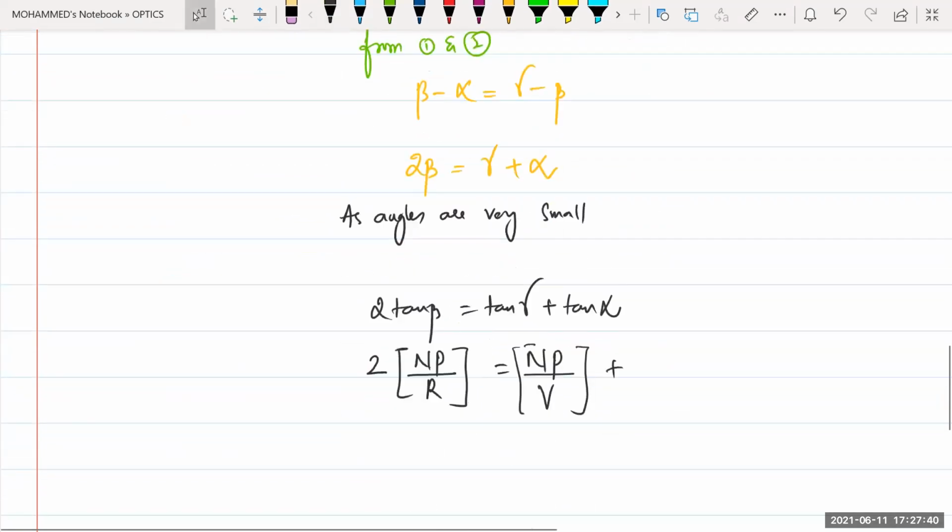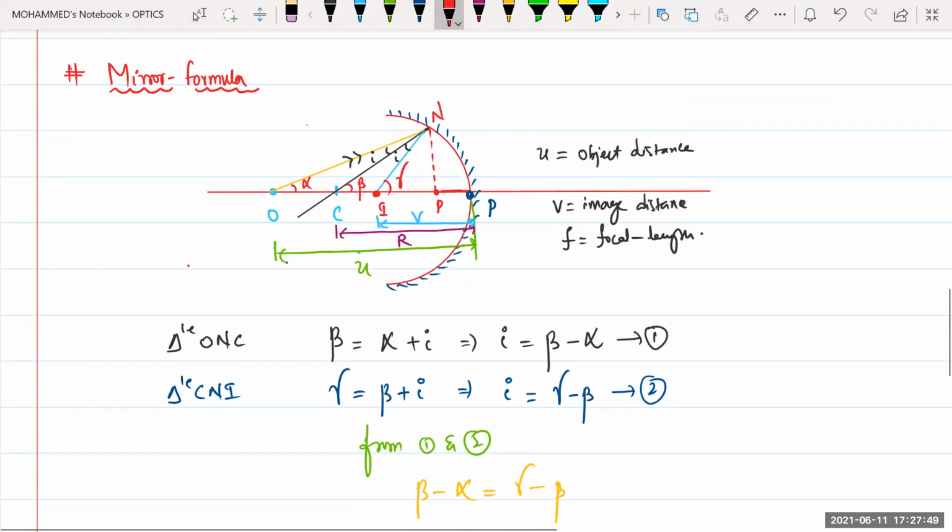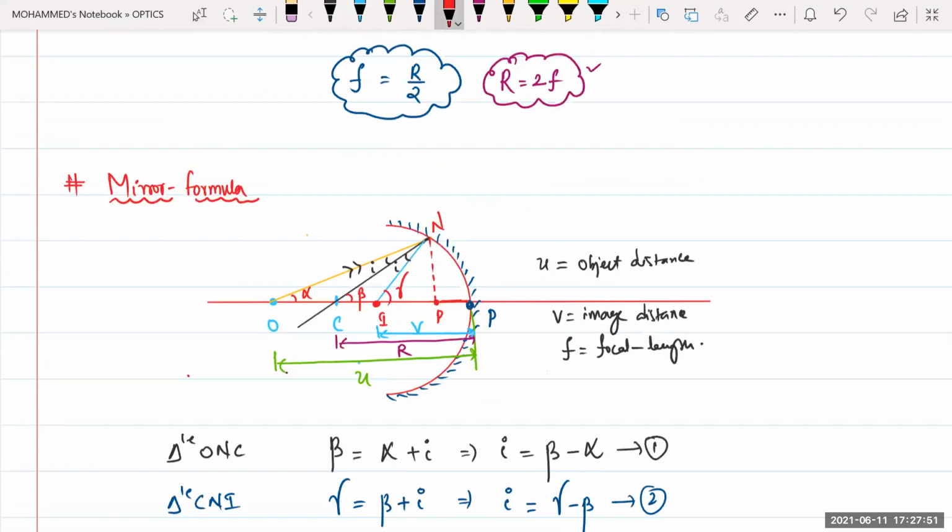So this will be your NP divided by your U. Now the sign convention, beta. I hope you remember the sign convention. All the distances are to be measured from the pole. In the direction of light it is positive, and opposite to the direction of light it will be negative.